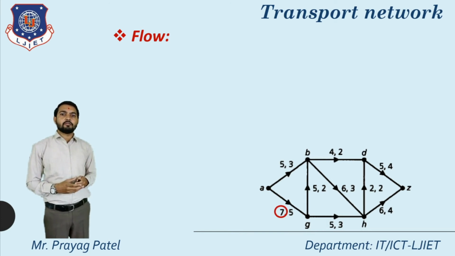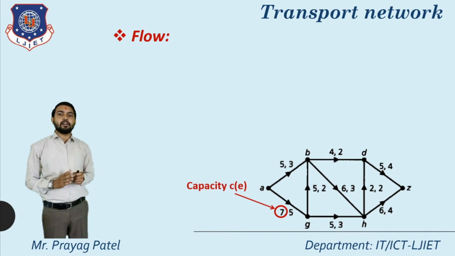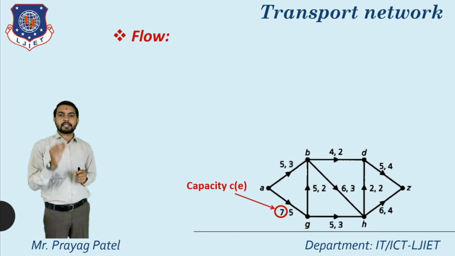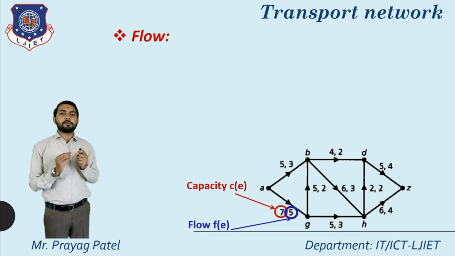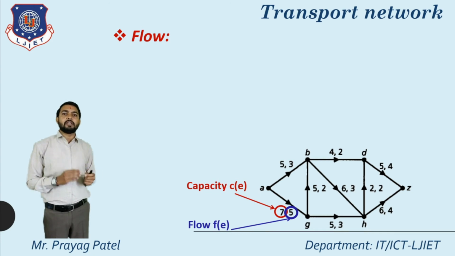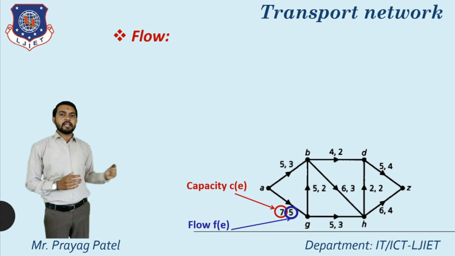Now 7, the first value, is considered the capacity of the edge E. So C of E is 7. The second value is 5, and 5 represents the flow of this particular edge E. So flow F of E equals 5. So 7 is the capacity, 5 is the flow. For the edge A to B we also represent the same thing: 5 as capacity, 3 as flow. So for each and every edge we represent these two values.